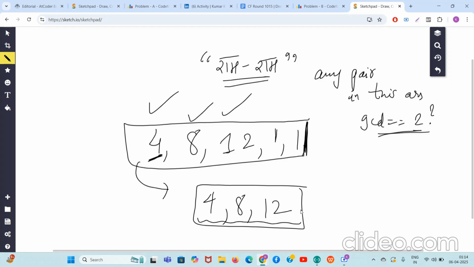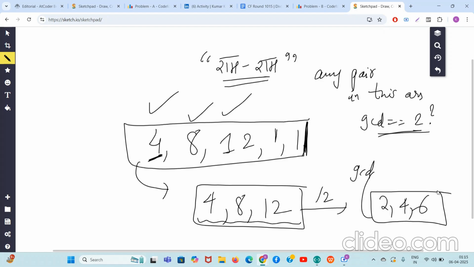Now I will actually divide them all by 2. So what will happen if you divide them all by 2? This is 2, this is 4, this is 6. What is the GCD of all of them? 2, 4, 6. The GCD is 2, guys. GCD is not 1. After dividing these numbers by 2, still there is a common factor of 2 in them.